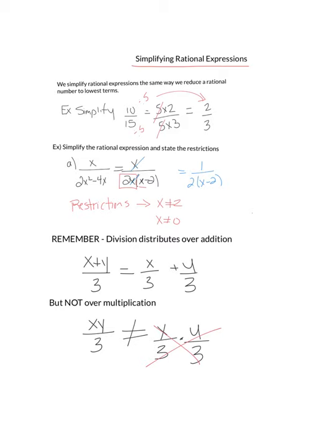So if I was going to rewrite xy over 3 as something, I could write it x over 3 times y, or I could write it like x times y over 3. Those are both possibilities that are true.